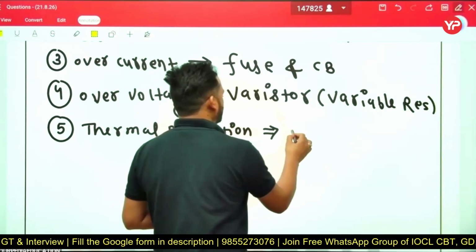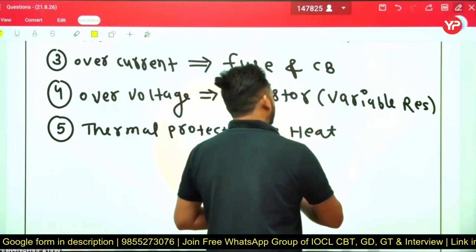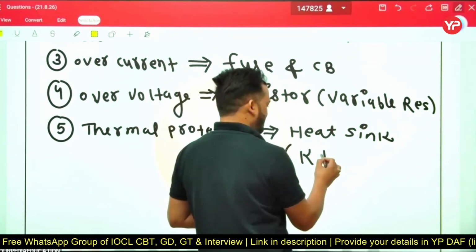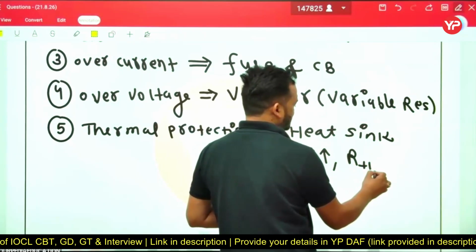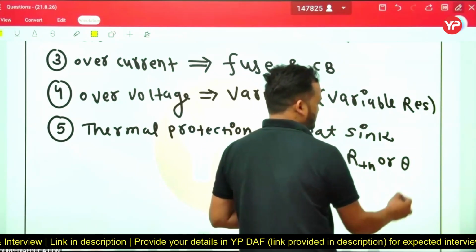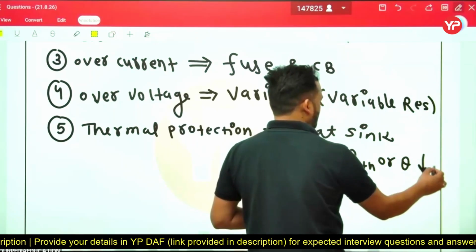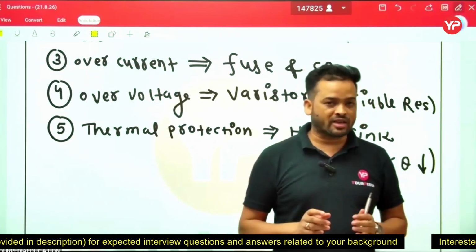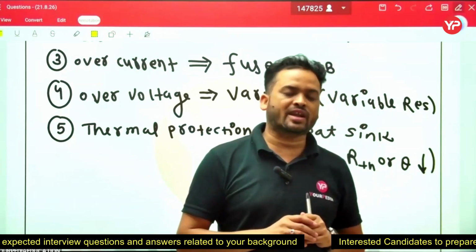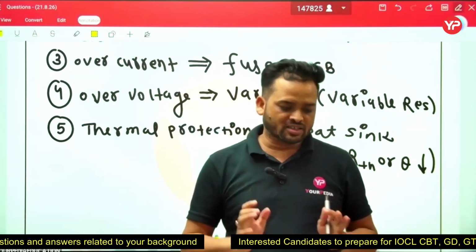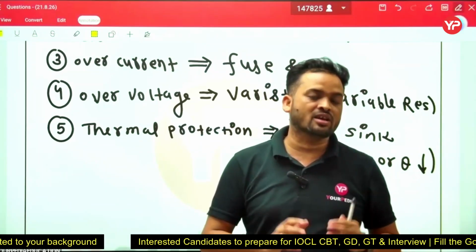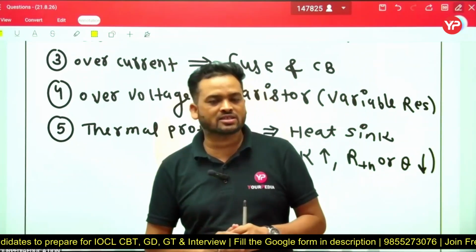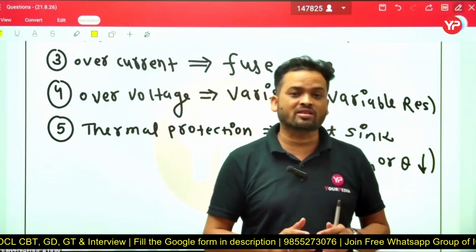For thermal protection we use a heat sink. For a heat sink, thermal conductivity is large and thermal resistance, R_th or theta, is low. This is the condition of a heat sink, because in electrical engineering, current always tries to take the minimum resistance path. In a similar way, in thermal engineering, heat developed in the conductor always tries to take the minimum thermal resistance.